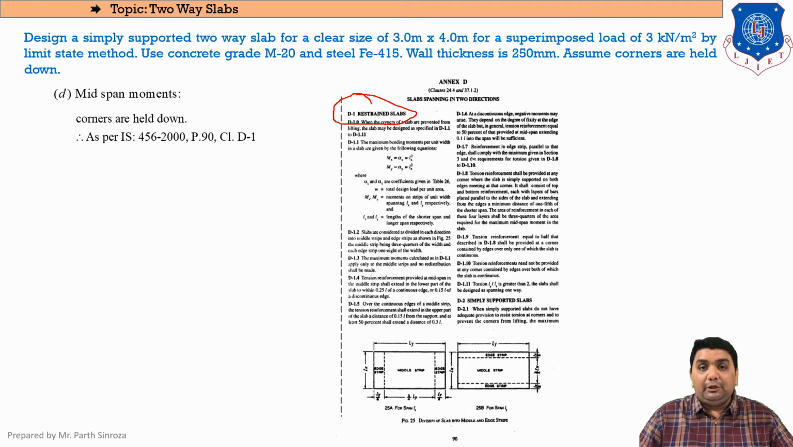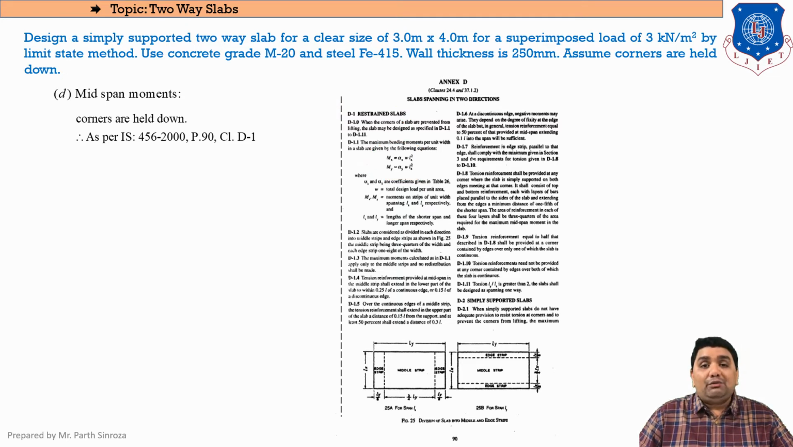So for that we need to find the torsion reinforcement at the corner. So this will be the change that we'll be seeing further on in this session. Now moving to the equations, the equations will be the same that we have seen. Mx equal to alpha x w lx square and My will be equal to alpha y w lx square. Again the equation is for lx only that we have seen in the previous session too.